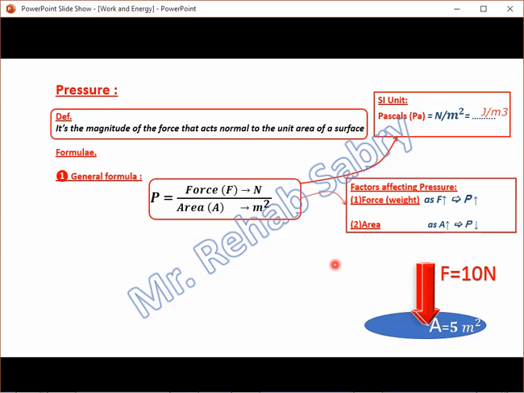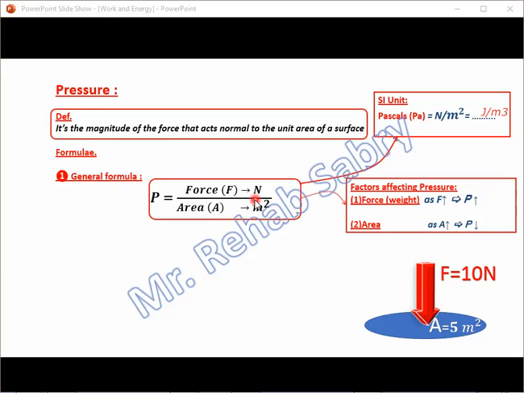Okay, so also here we can say that as the surface area increases, the pressure decreases. The pressure is inversely proportional to the surface area at constant force. Based on this idea, we can conclude that as the area increases, the pressure decreases.